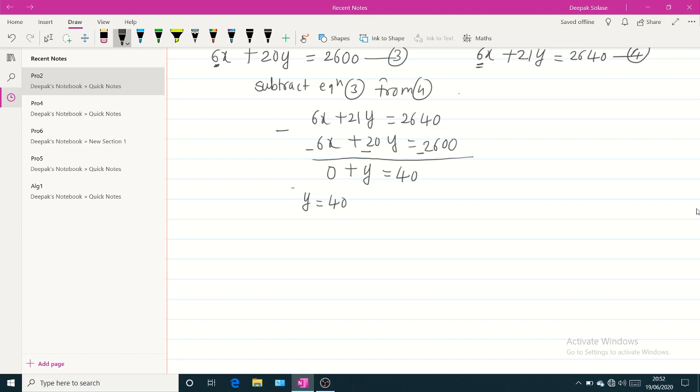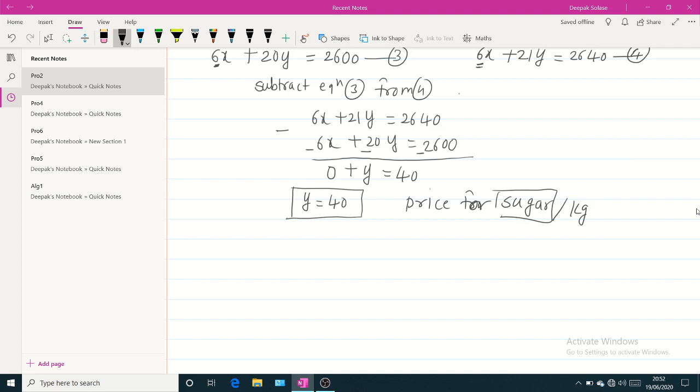So y is nothing but the price of sugar per kg, right? So you got the price of sugar.